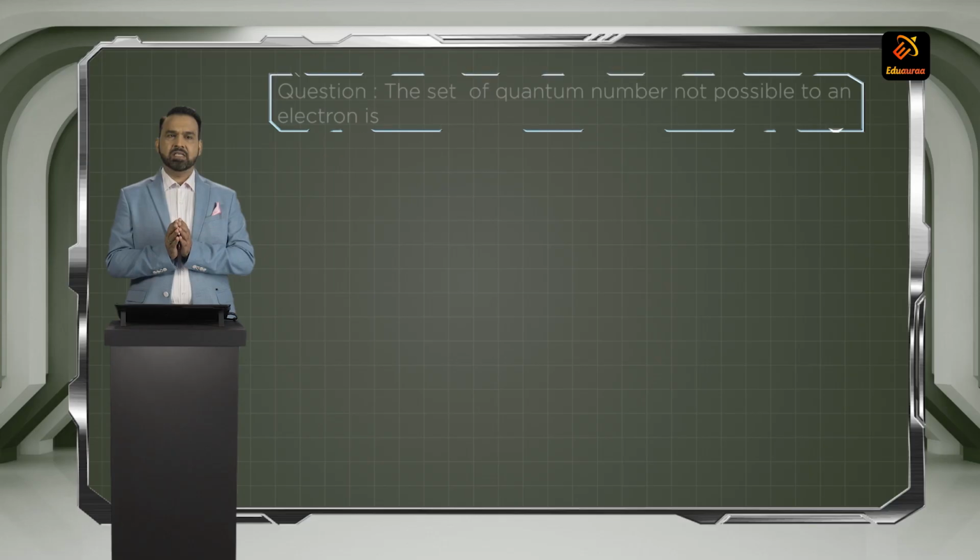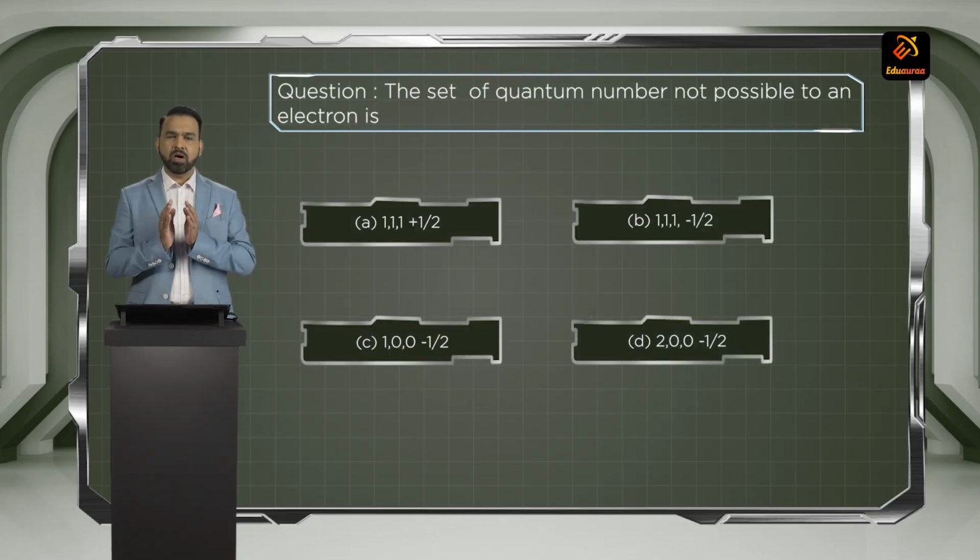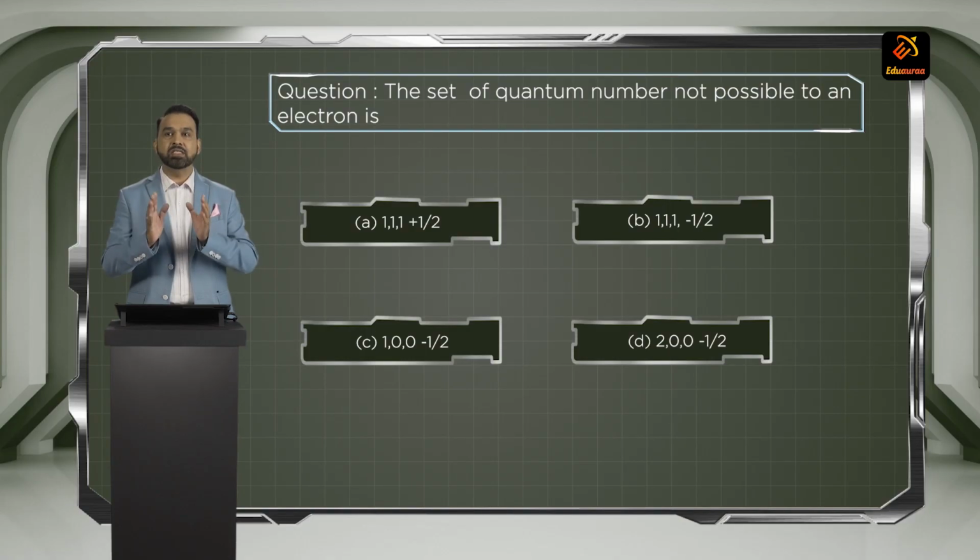Next question. The set of quantum numbers not possible for an electron is. Which of the choices cannot have the following set of quantum numbers? That is choice A, if you see, 1, 1, 1 and +half. That means when n is equal to 1, l should be equal to 0. l cannot be equal to 1. And when l is equal to 0, m should also be equal to 0. So it's not matching in choice A. So A is the answer. Moving to the next question.